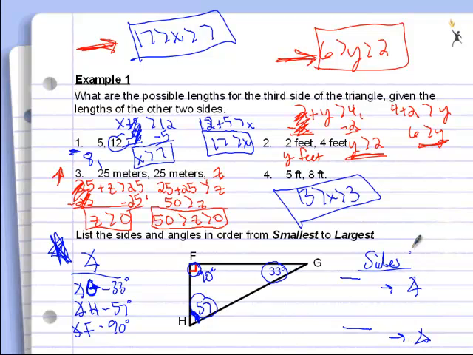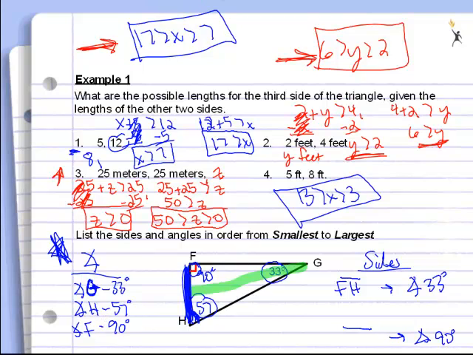What's the smallest angle? It's 33 degrees. We already figured that out. Well, what's the side opposite angle 33? It's FH. Based on what I know, the side across from the smallest angle should be the shortest side. So FH should be the shortest side. Again, it's across from the smallest angle, so it should be the smallest side. Well, what's the largest angle? 90. We already figured that out.